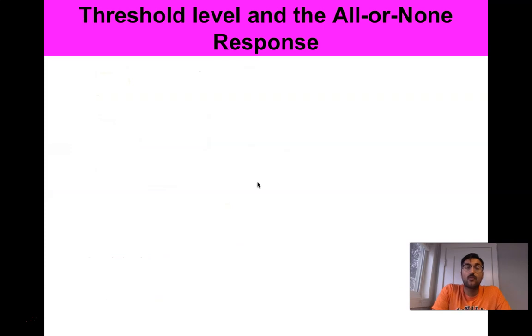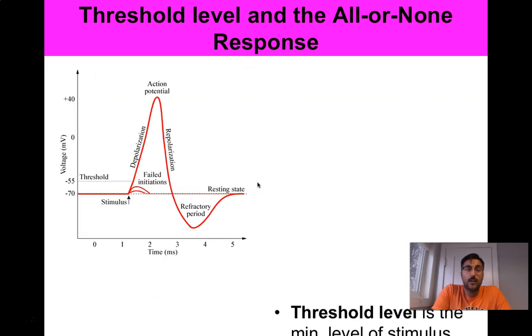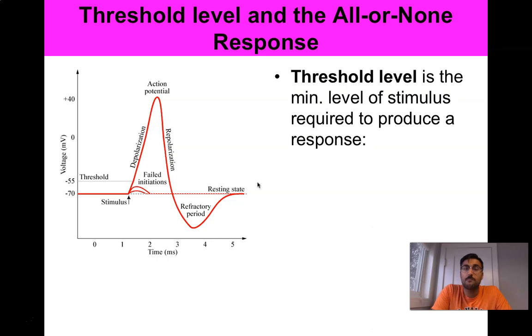Okay, so the all or none response, like we talked about: the threshold level is the minimum level of a stimulus required to produce a response. And so it has to reach that negative 55. If it just barely budges it, maybe it's negative 60, maybe it's negative 65, that change in membrane potential wasn't enough. The signal wasn't strong enough for an actual action potential to occur, so the signal never got propagated down the neuron. Now that's important when you think about it.